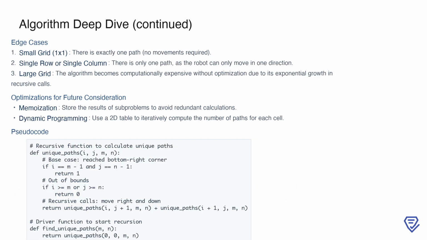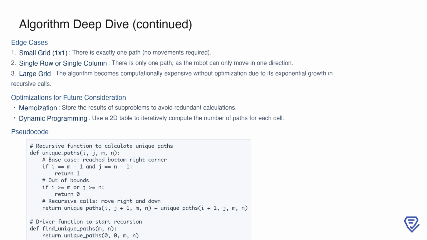When analyzing edge cases, the behavior of the algorithm becomes clearer. For example, in a 1x1 grid, there is exactly one path available since no movement is required. Similarly, for grids that are either a single row or a single column, there is only one possible path because the robot can only move in one direction. However, as the grid size grows larger, the brute force approach becomes increasingly computationally expensive due to its exponential growth and recursive calls. To address these inefficiencies, we can consider optimizations such as memoization or dynamic programming.